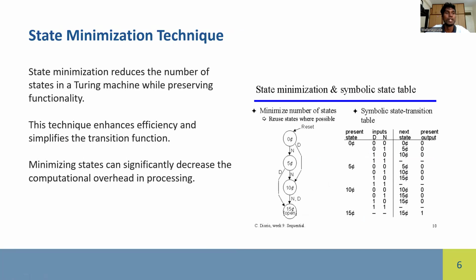State minimization technique. State minimization reduces the number of states in a Turing machine while preserving the functionality. This technique enhances efficiency and simplifies the transition function. Minimizing the states can significantly decrease the computational overhead in processing. Here the inputs give the present outputs, and the present state is moved to the next state and output. State minimization and symbolic state table: minimize the number of states, reuse states where possible, and use a symbolic state transition table.